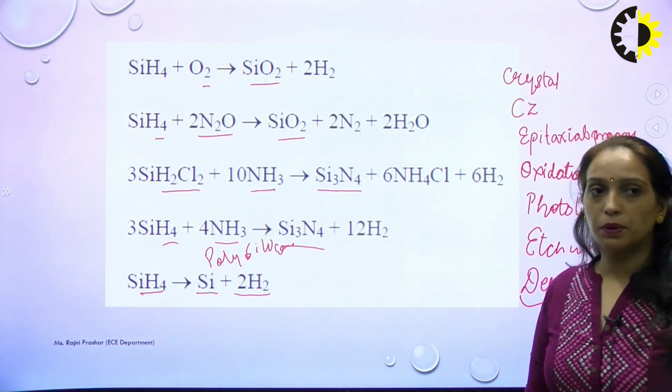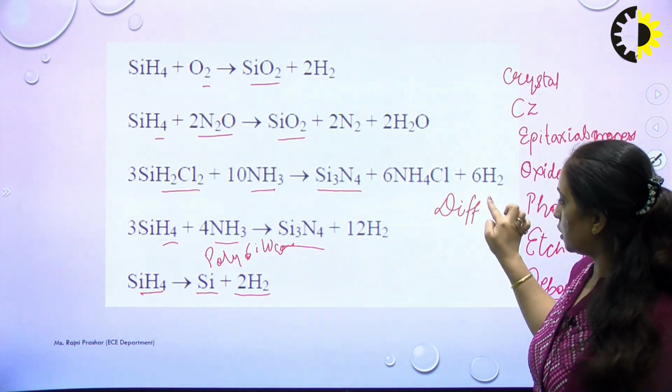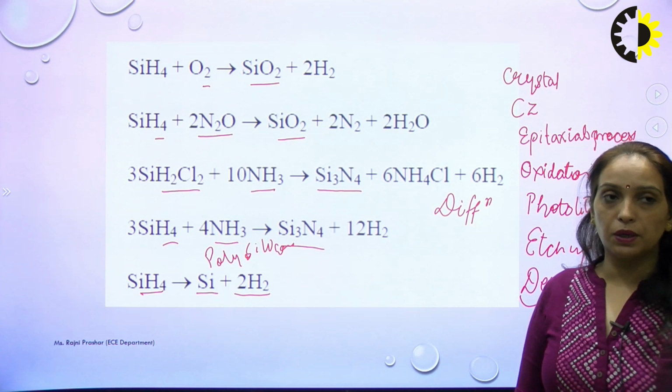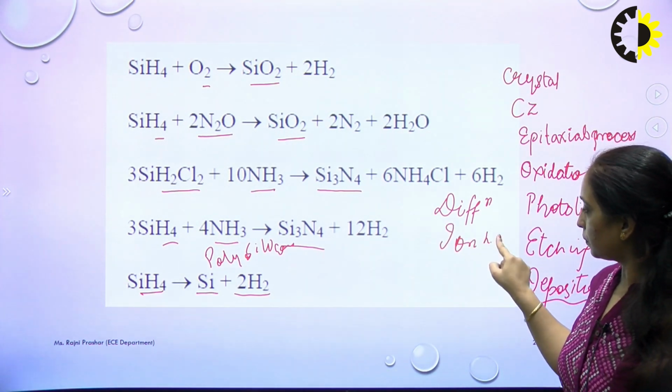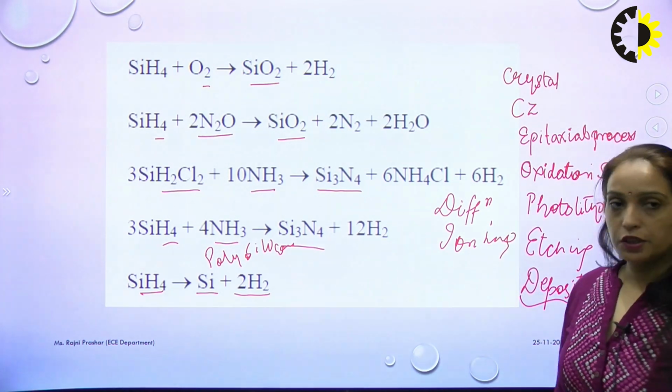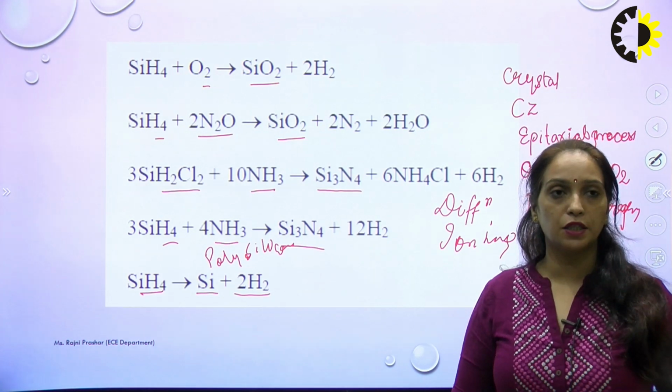In the upcoming lectures, we are going to study the diffusion process, which is used to implant N plus and P plus impurities. Then we will study ion implantation, and finally how the metallization will be done and how the packaging will be done.